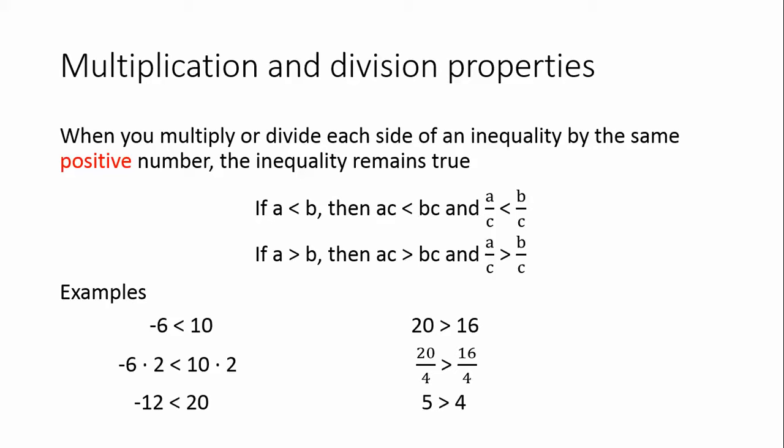Similarly, on the right, if we do 20 is greater than 16, divide both sides by 4. Again, I'm just randomly selecting a number to divide by. We end up with 5 is greater than 4, which is also still true. And here's the key word here, positive. Multiplying and dividing by a positive number does not change anything with the statement.